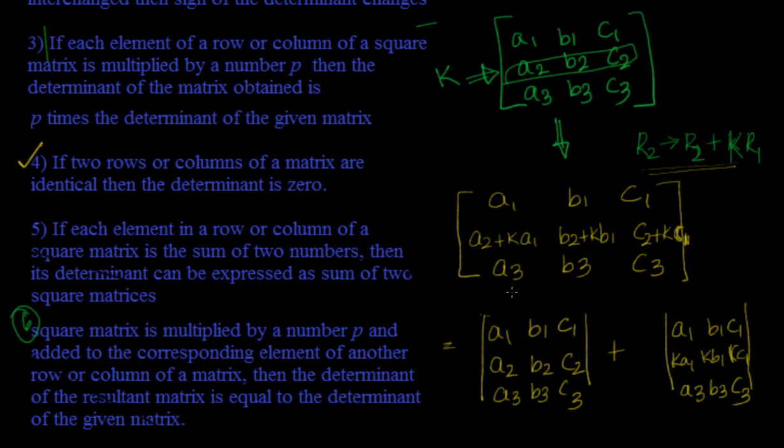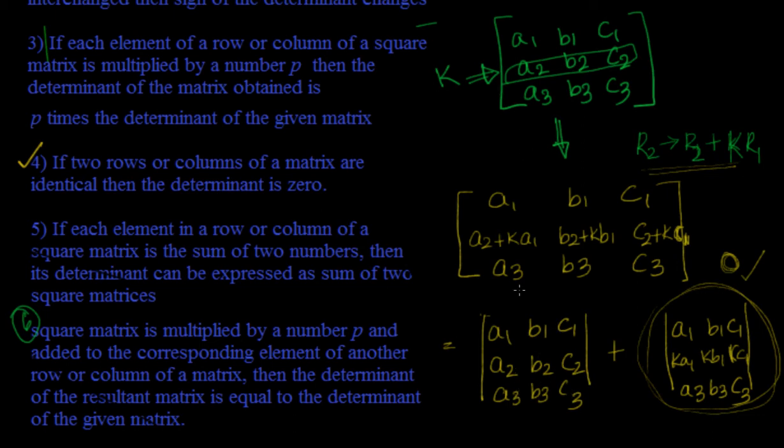Now we are working on rows, so the first row and third row will remain the same, and the second row can be divided into two matrices. First will take A2 B2 C2, and the second matrix will have the second row as kA1 kB1 kC1. Now you know this is nothing but equal to 0. How do we know? I can take k out. If I take k out, two rows are identical. We just have seen that if two rows are identical, then this matrix determinant will be 0. Now that's nothing but equal to whatever the matrix we want.